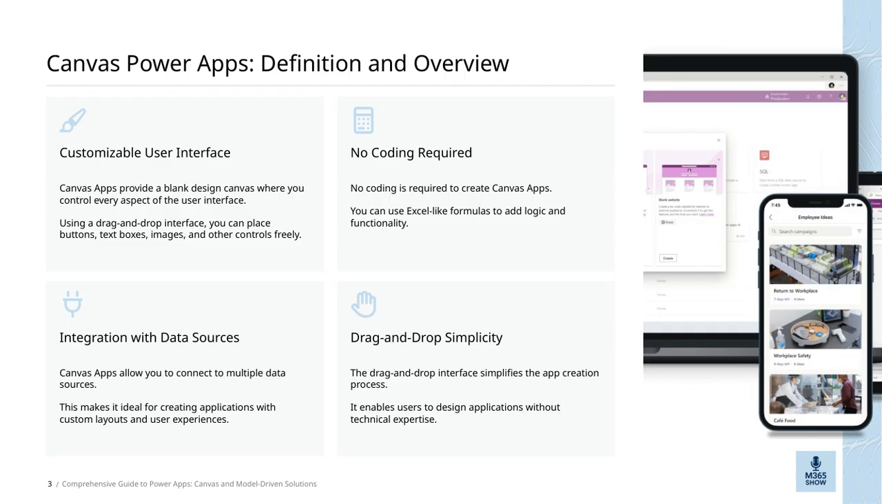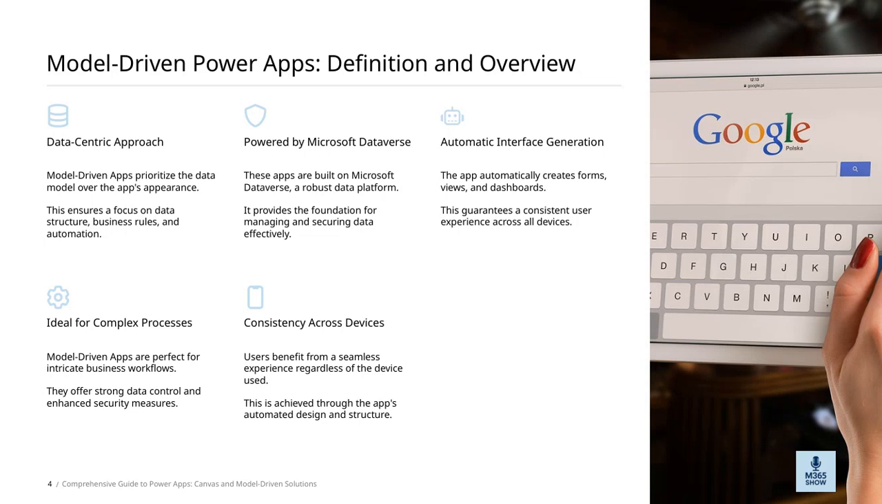Let's explore model-driven Power Apps, starting with what they are and giving an overview of their key features. These apps are designed to provide users with a seamless experience, no matter which device they're using. This is made possible through the app's automated design and structure, ensuring consistency across all devices. Model-driven apps are particularly well-suited for complex business workflows, where strong data control and enhanced security are critical.